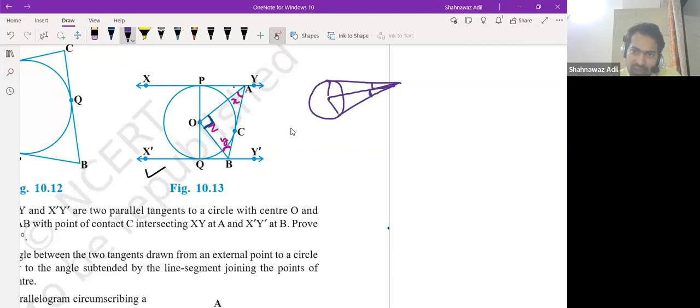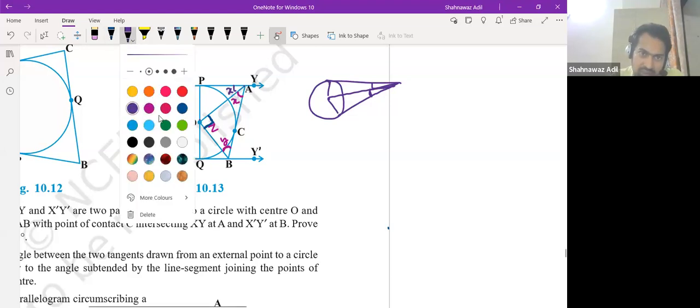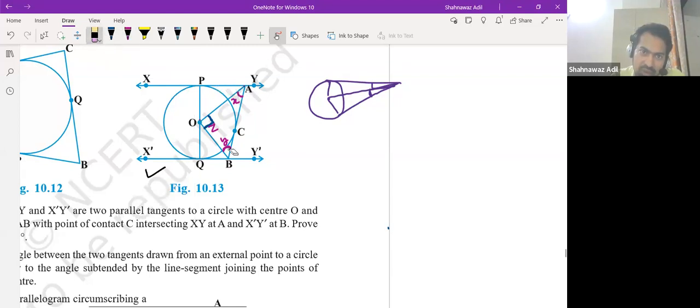Yes, the angle is bisected. So this is X, X. Oh, this color is different. What was the color that I chose? So yeah, this is X, X, and this is Y, Y. Is this clear, everyone?